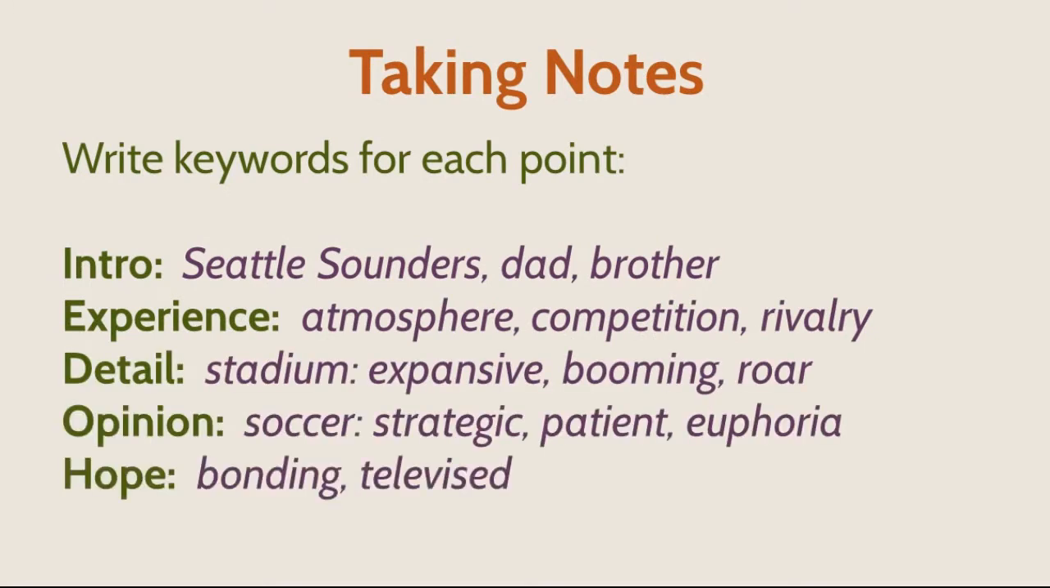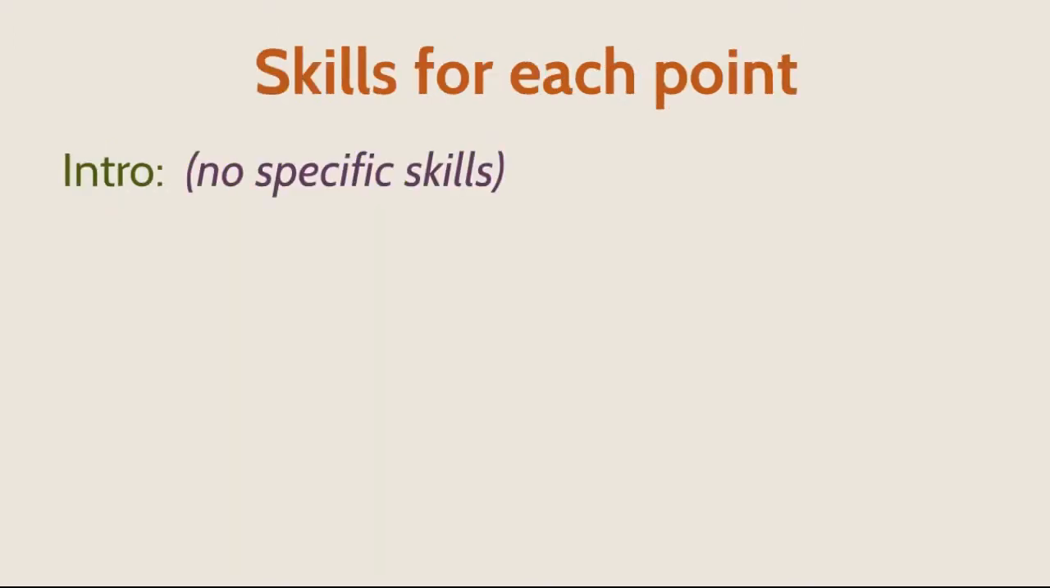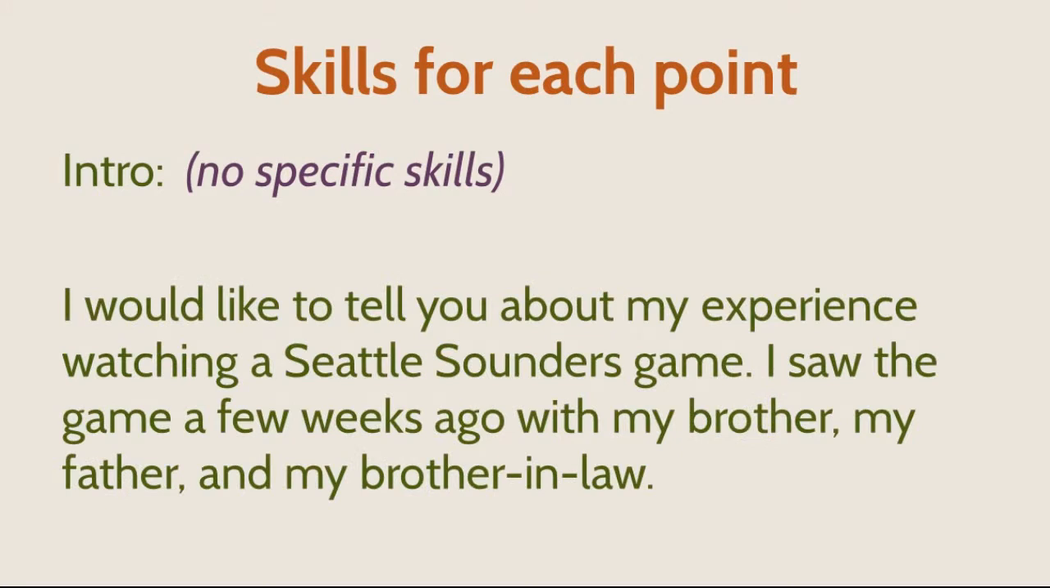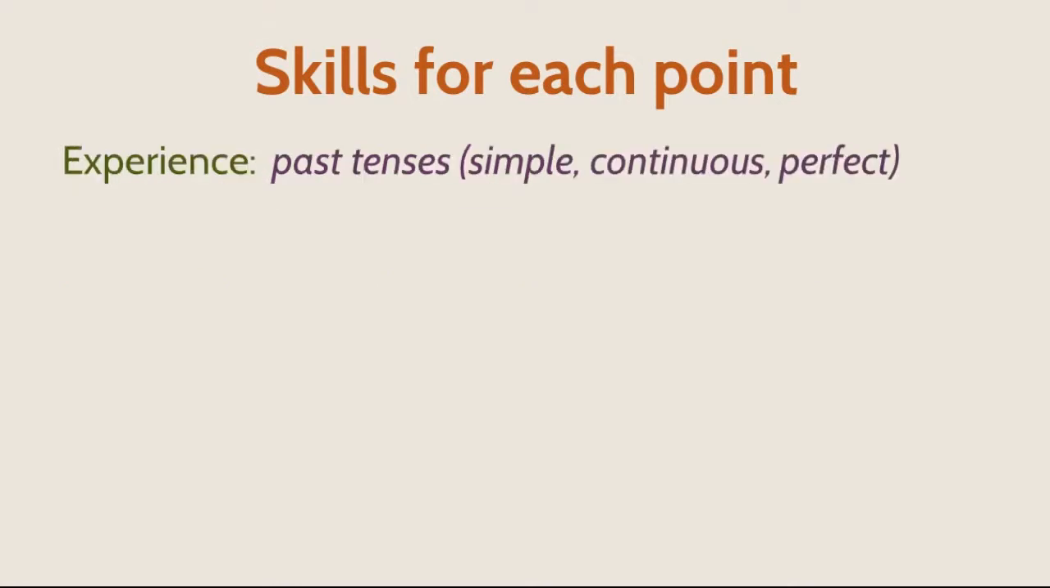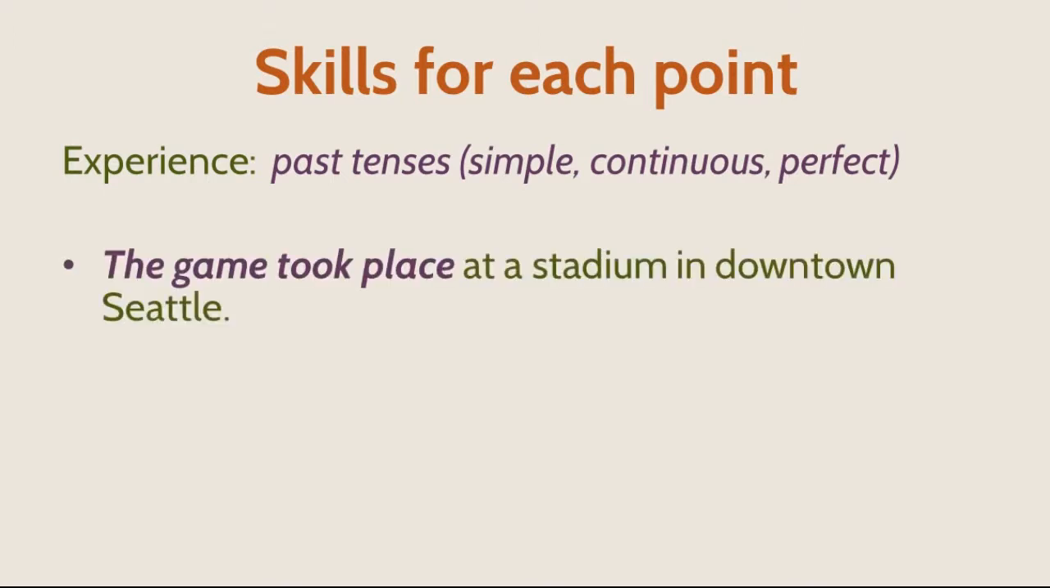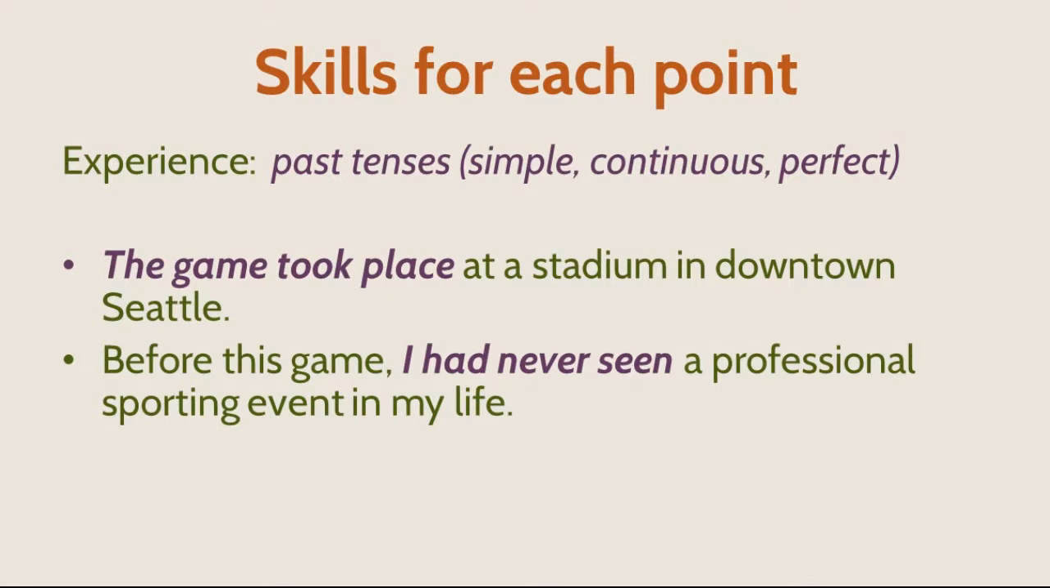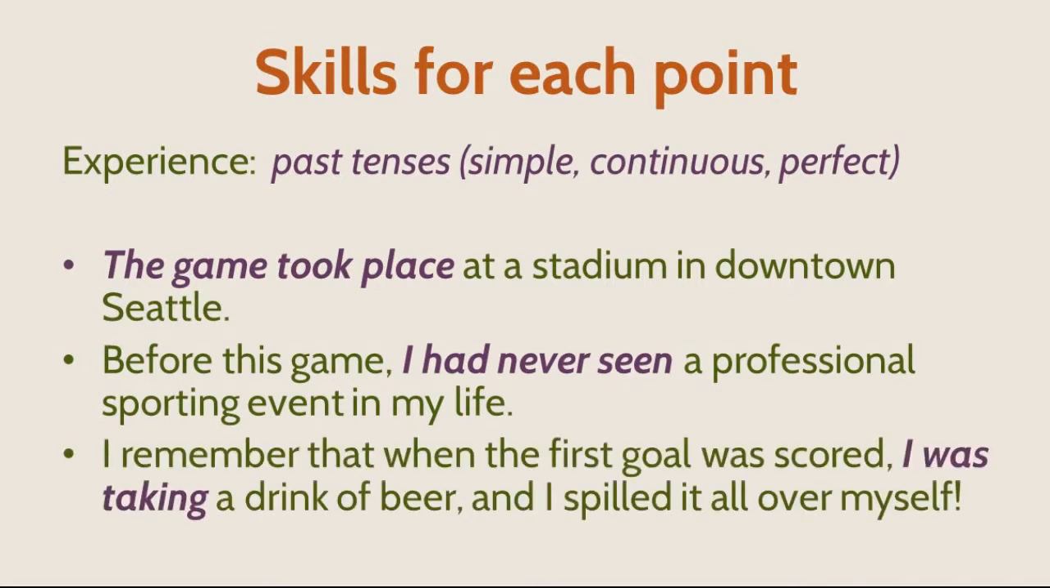Write down keywords for each area. This was about a sporting event. Keywords for each one, and then highlighting specific skills for each point. For the introduction, there's not really any specific skills. For experience, we're highlighting our use of past tense: simple past, past perfect, and past continuous.